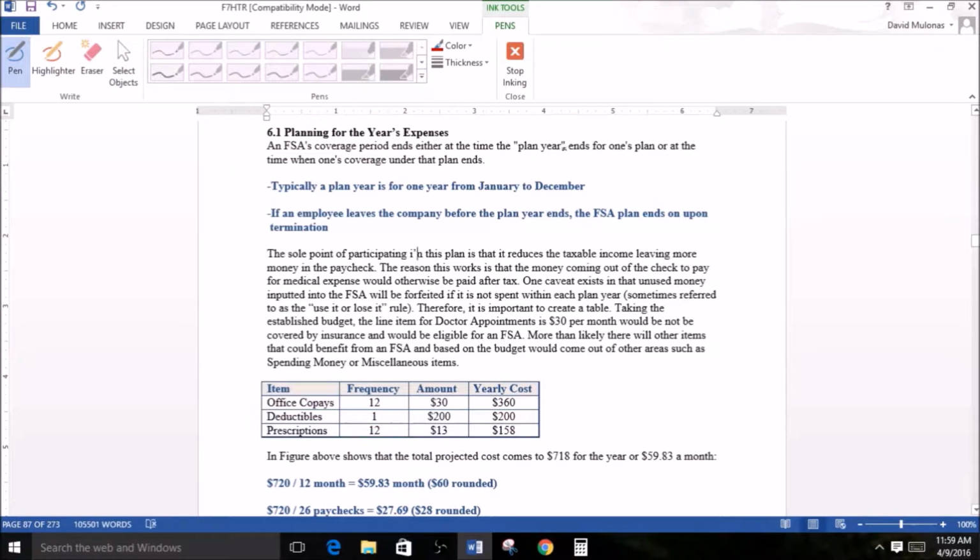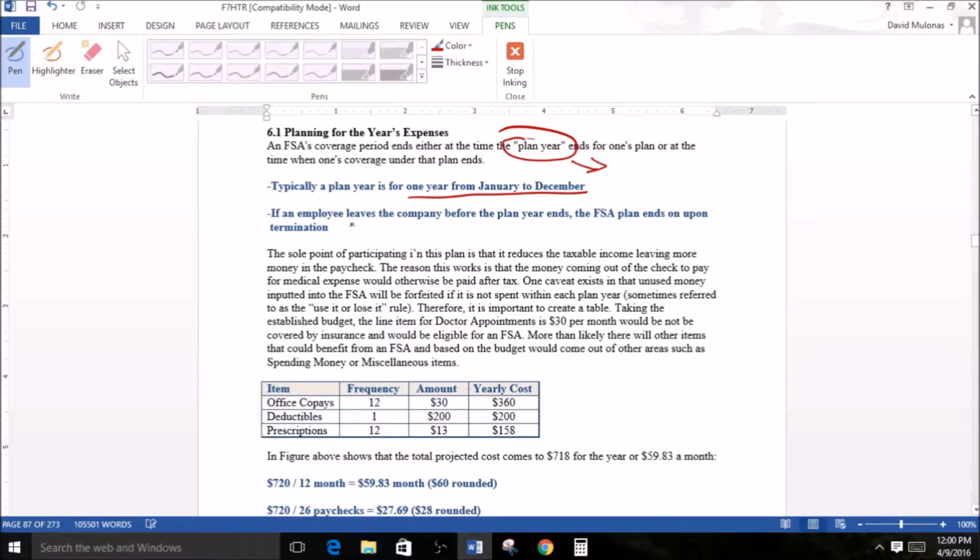Okay, so what we talk about here is the period, right? The coverage period. So we want to say it's at the time the plan year ends. So we talked about the plan year, meaning it could happen in January, it could happen in another month if a company has a fiscal year. So just look at it, what you care about is when is the plan year? And that's the cycle you're looking for. So we're going to assume that we're just going to do this from January to December, and that's the most common you're going to see.